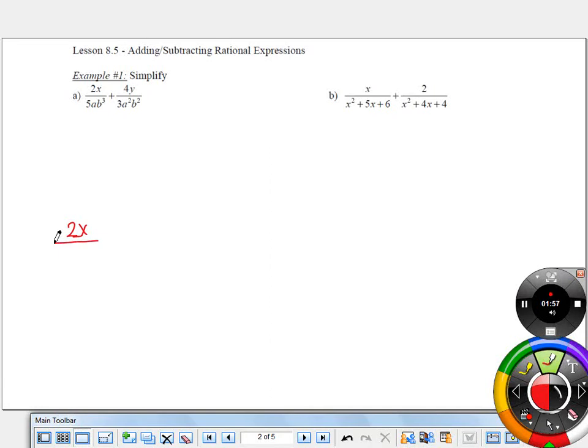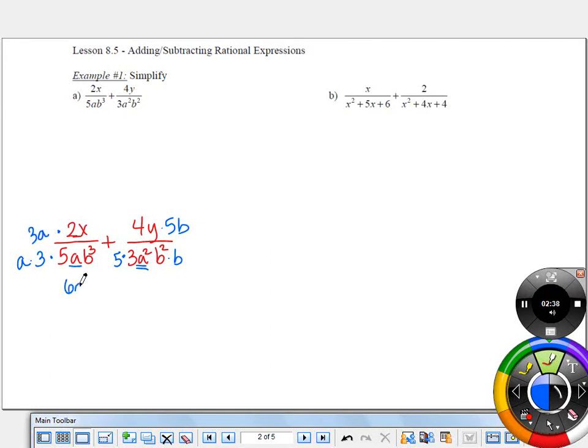So looking at the first fraction here, we see the first denominator as 5ab to the third. The second denominator is 3a squared b squared. So notice numerically, the 5 is going to need a factor of 3, and the 3 is going to need a factor of 5. But also with our variables, we're going to need another power of a, so that we can match up with the a squared here, and another power of b here to match up with the b squared. So the second fraction is getting multiplied by 5b. The first fraction is getting multiplied by 3a.